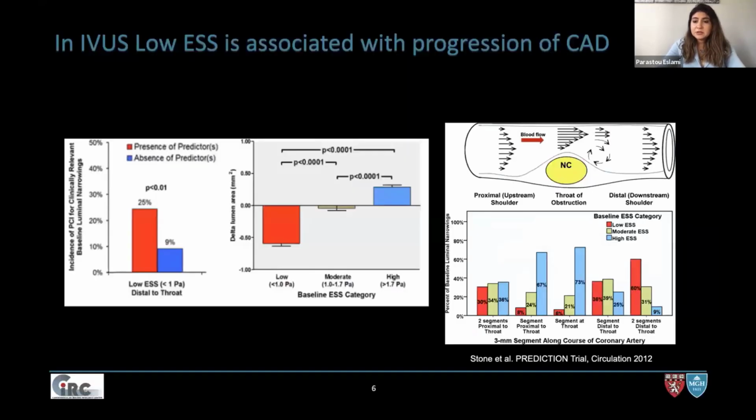Now, ESS has been shown in intravascular ultrasound to be associated with the progression of coronary artery disease. We have also seen from other studies that high ESS has been shown to be associated with MACE. So there is a discrepancy there about what is responsible for what, but ESS has been proven to be a very important hemodynamic factor on top of FFRCT, giving us more in-depth understanding of the relationship with the morphology of the plaque rather than just the physiology itself.